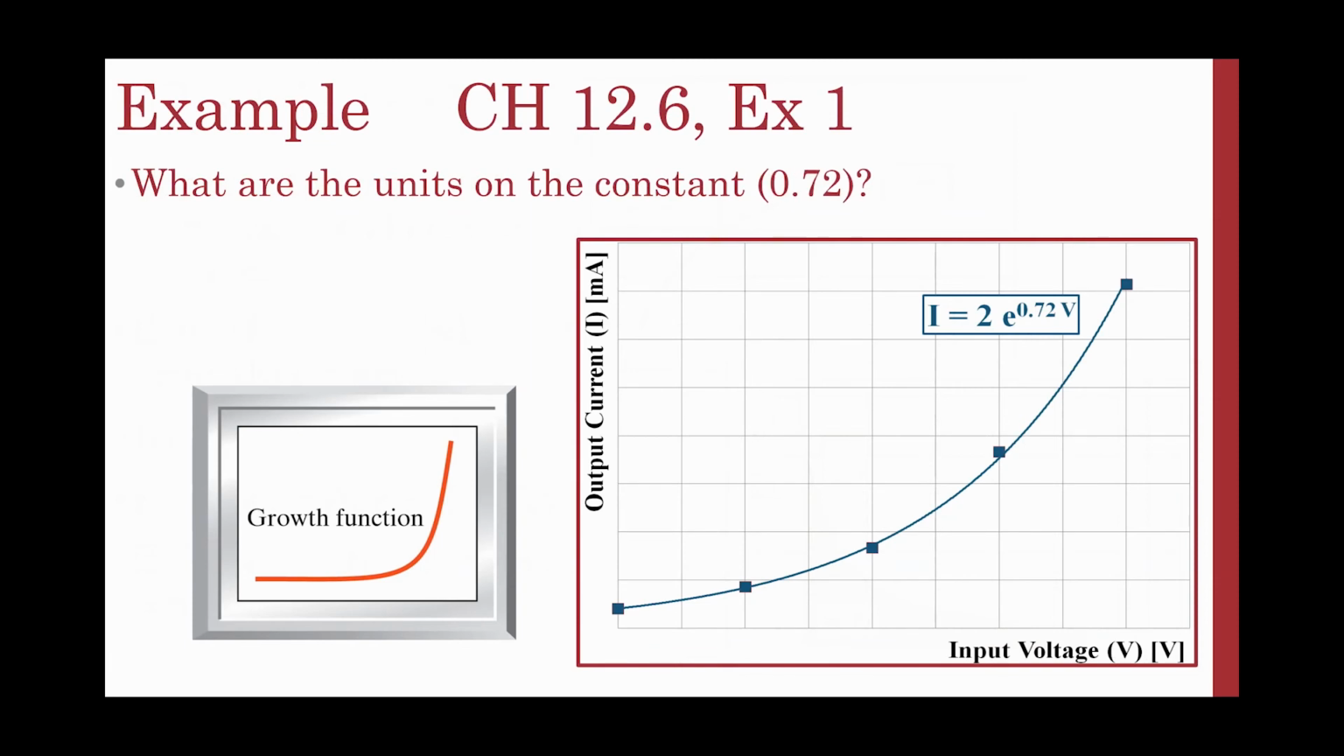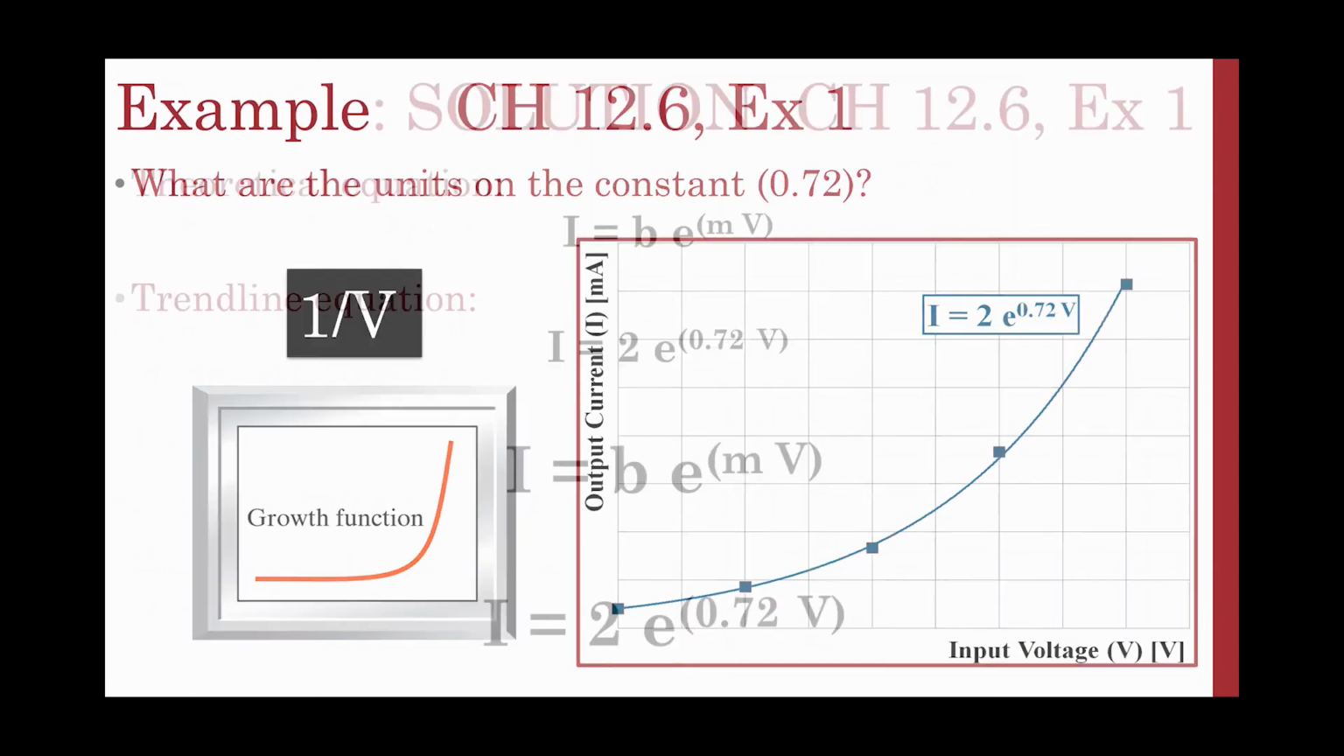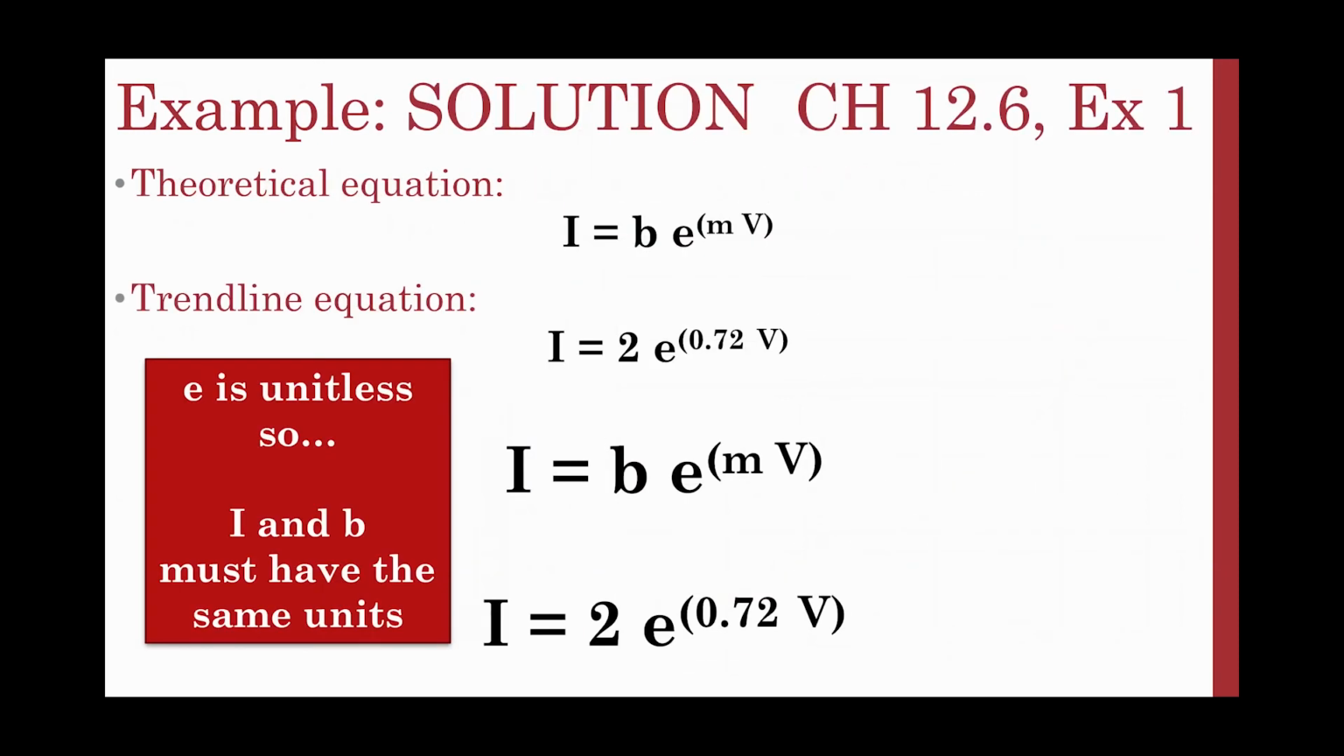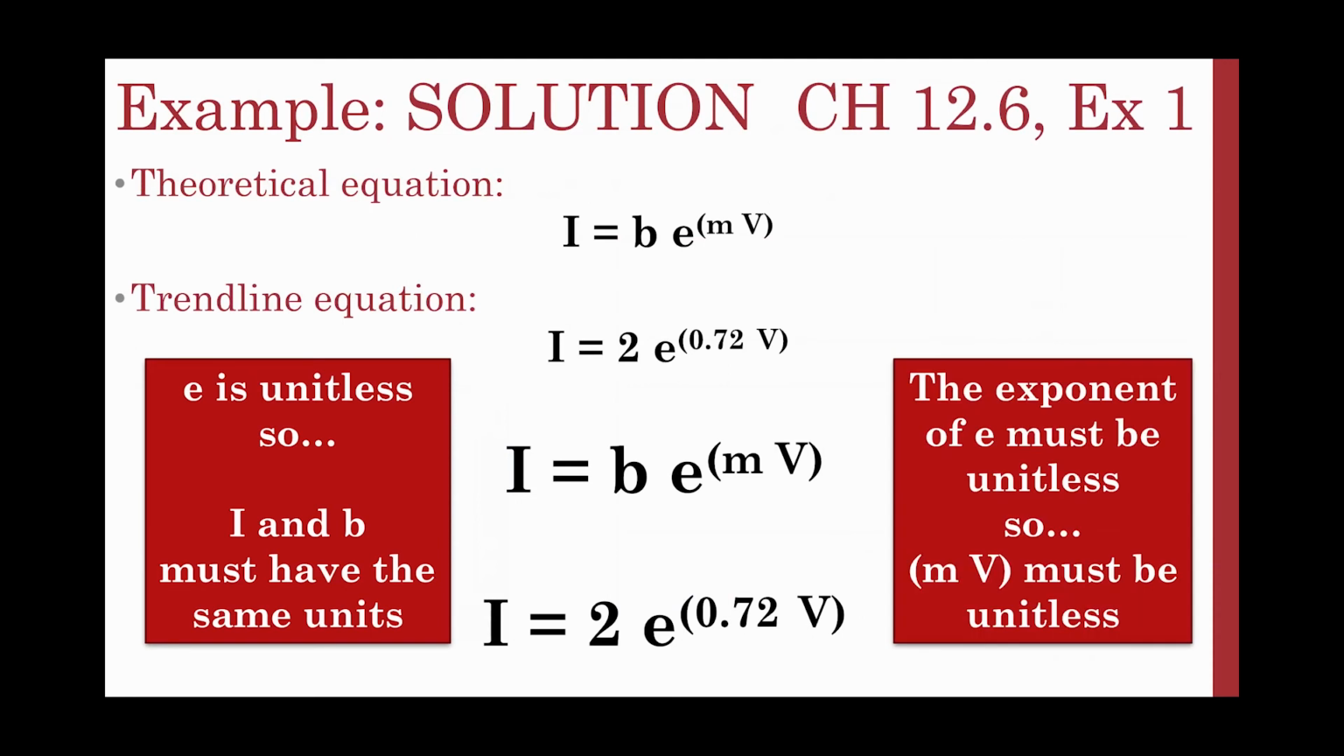So what are the units of the constant 0.72? Well, again, we need this exponent to be dimensionless, so it's something times volts, so our something must have units of 1 over volts. If we compare our two equations together, since e is unitless, I and b must have the same units, and the exponent must be unitless, so m times V has to be unitless.